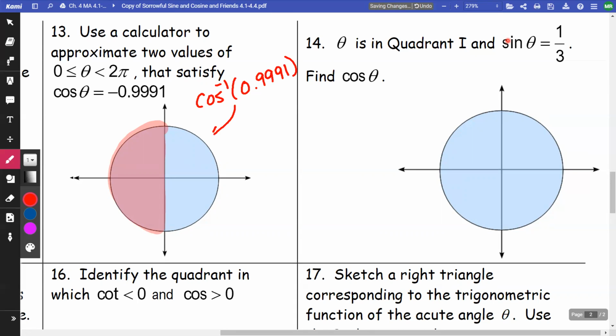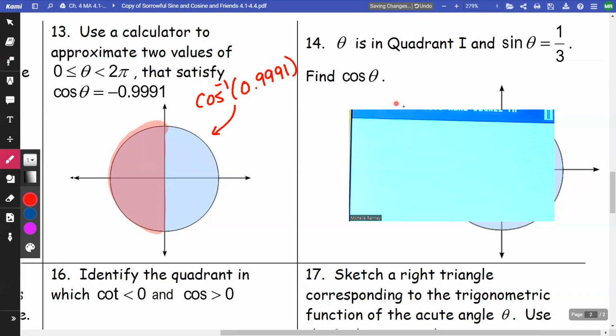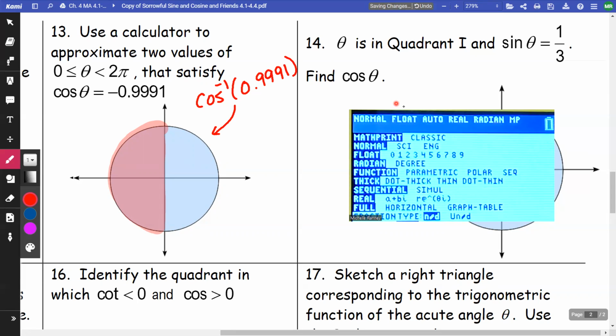And so I'm always finding it in quadrant 1. Now this is going to be in radians. They want the answer in radians, so I need to make sure my calculator is in radians because I'm trying to find an angle, and angles are what's in radians or degrees. And they want us to have this in radians.